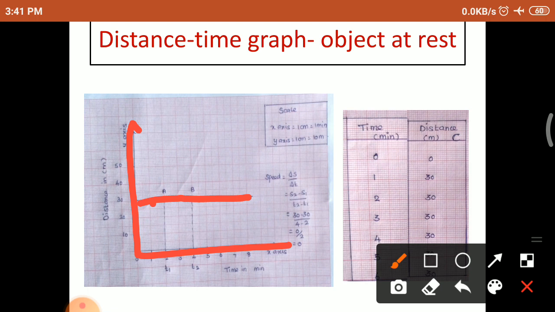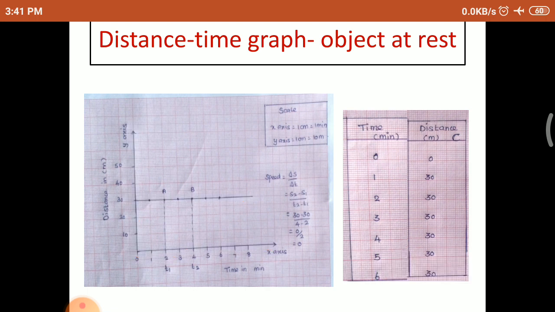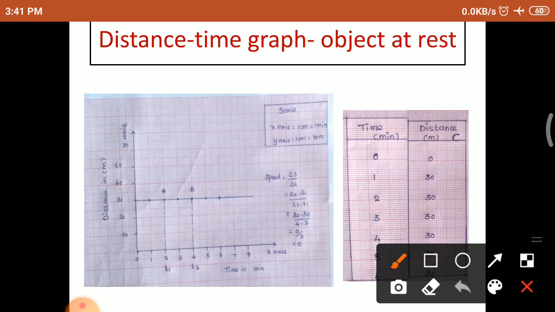Now we want to calculate the speed. How to calculate the speed? You have to choose any 2 points on the line. So here I choose A and B. You have to draw perpendicular lines to the x-axis and also the y-axis. And speed equals delta S by delta T. Delta S we can write as S2 minus S1. Delta T we can write as T2 minus T1.